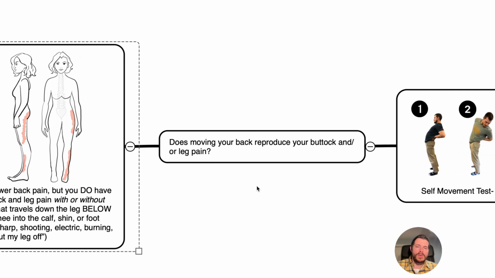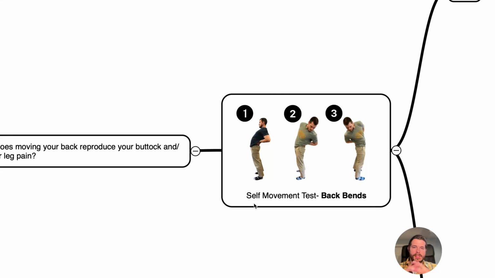First question would be, does moving your back reproduce your buttock and or leg pain? Just because you don't feel pain in the back doesn't mean it's a back problem. It's actually very common, and the most likely cause of this is actually a back issue. You'll see that in a moment. Self-movement test, back bends. These are the 3 most common back motions that will reproduce pain in your butt and or down your leg, even if you have no back pain, which, as you'll see here in a moment, points to it being a back problem. So what I want you to do is I want you to stand on up and I want you to bend backwards just one time.